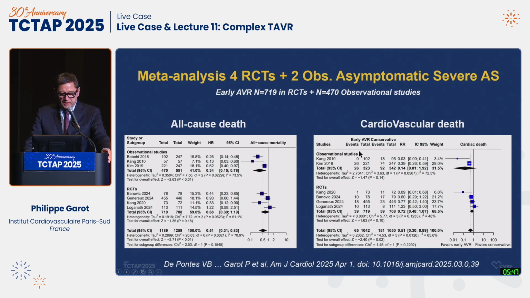We have recently published a meta-analysis with these 4 randomized clinical trials plus 2 major observational registries in asymptomatic patients with severe aortic stenosis. And what you can see here is that, while adding these 2 large observational registries, we had significant benefit of early intervention compared to clinical surveillance for both all-cause death and cardiovascular death, although it was not significant if we only focused on randomized clinical trials.